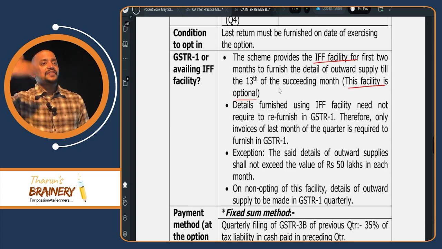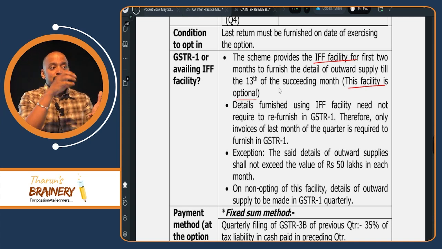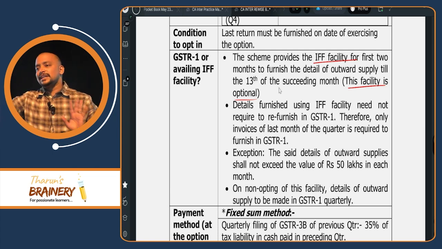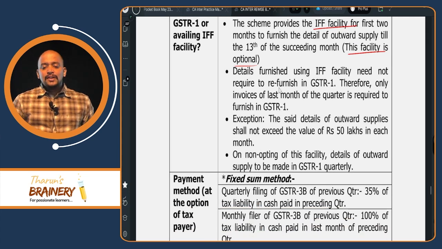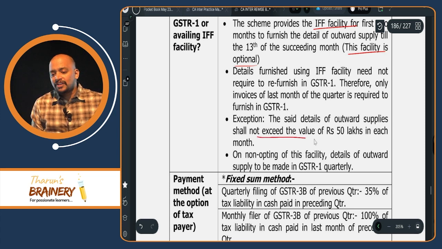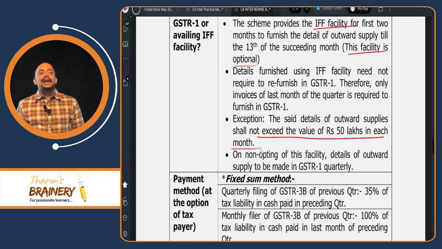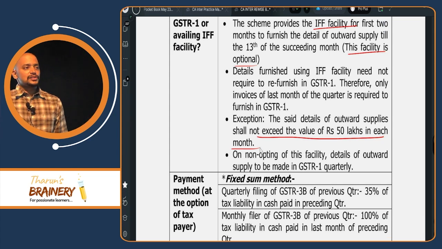Again, at the time when I am filing GSTR1, no need to enter. Suppose I am not filing the invoices in IFF, then all 3 months of invoices I need to enter in GSTR1. But one point is there here. We can add invoices of value not more than 50 lakhs in each month. Means monthly, to what extent can I add invoices? 50 lakhs worth of invoices. Beyond 50 lakhs, not possible.